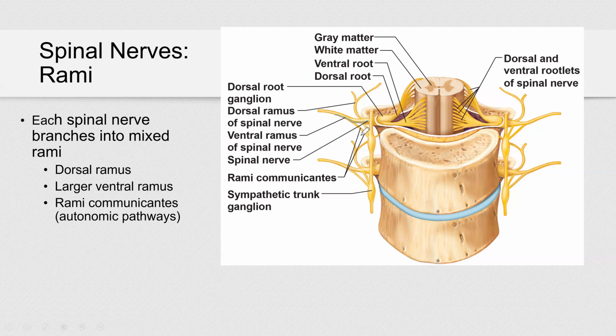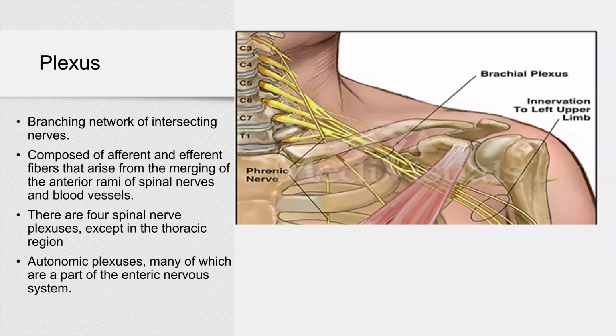And then we have some other rami communicantes. But some of these ventral rami, with the exception of T2 to L2, form plexuses. So here we can see those plexuses. A plexus is a branching network of intersecting nerves. It is composed of afferent, that means sensory, and efferent, your motor fibers, that arise from the merging of the anterior rami of the spinal nerves, and blood vessels.